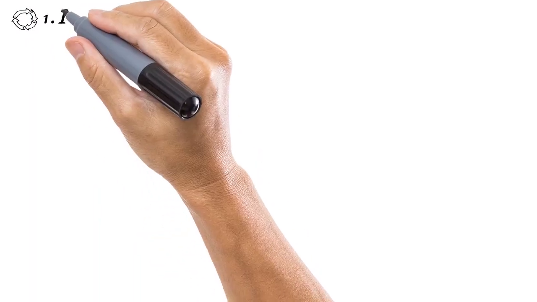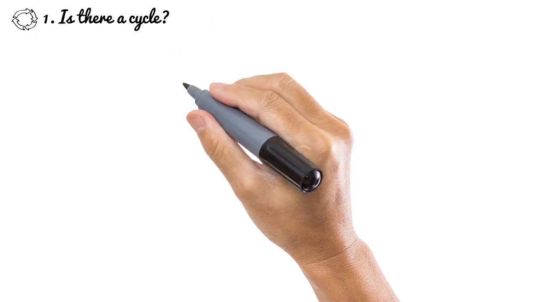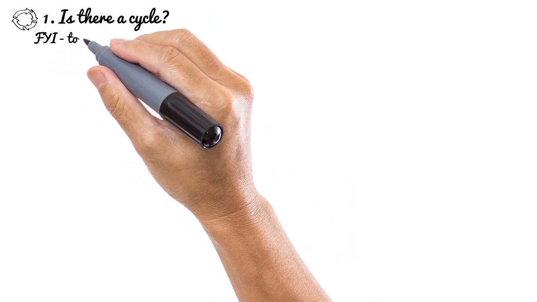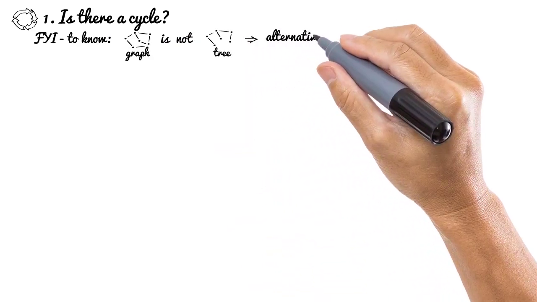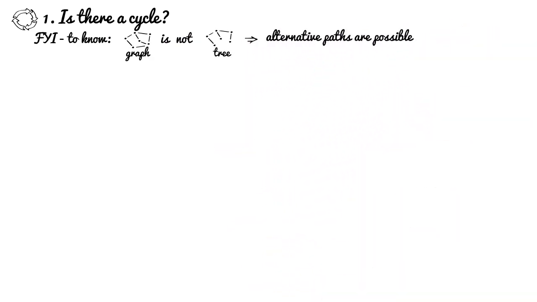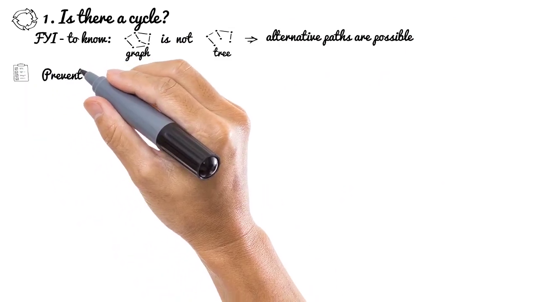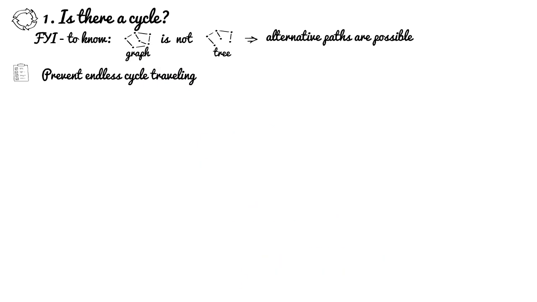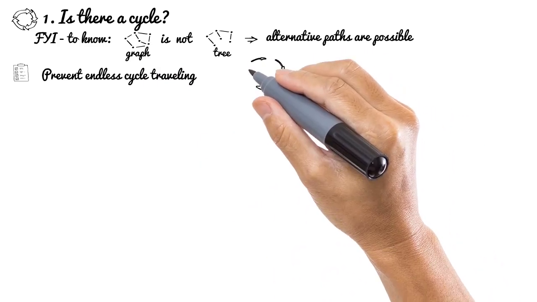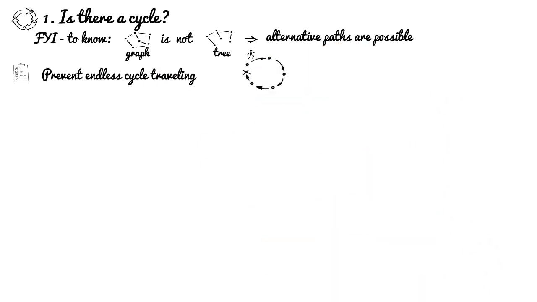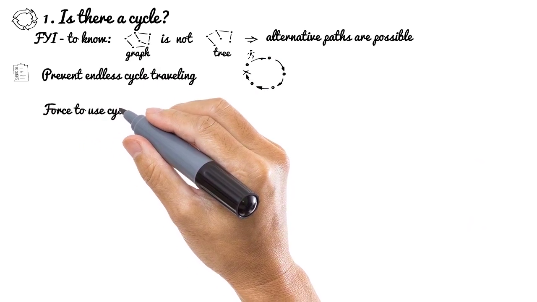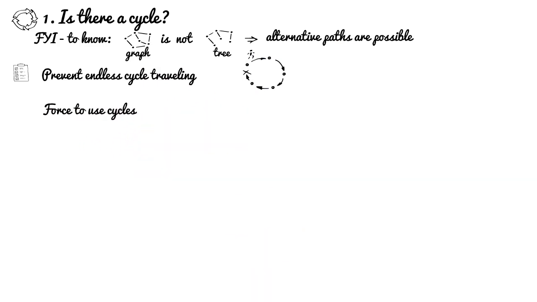Cycle group. First use case. Is there a cycle in the graph? Task of detecting alternative routes. Just to know that graph is not a tree, and therefore there might be alternative paths between some vertices. Now about practical tasks. Problem of preventing error when endless cycle dependencies, not to travel forever looped within the same cycle. Or vice versa, problem of forcing to use cycles at your favor.